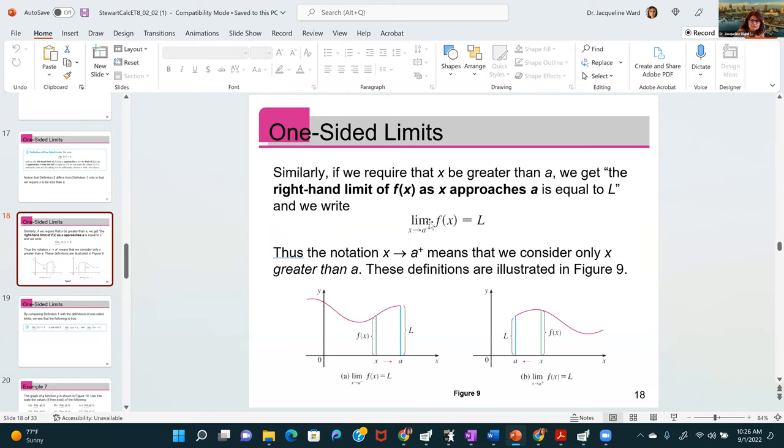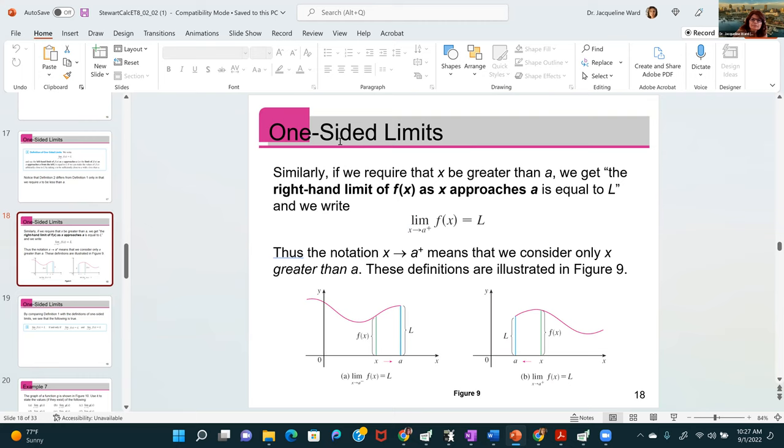All right, and similarly, if we require x to be greater than a, then we get the right-hand limit as x approaches a, and that's with the plus. So the notation means you only consider x greater than a. So in this picture A and this graph over here B, notice that this first one is the limit as x approaches a from the left.